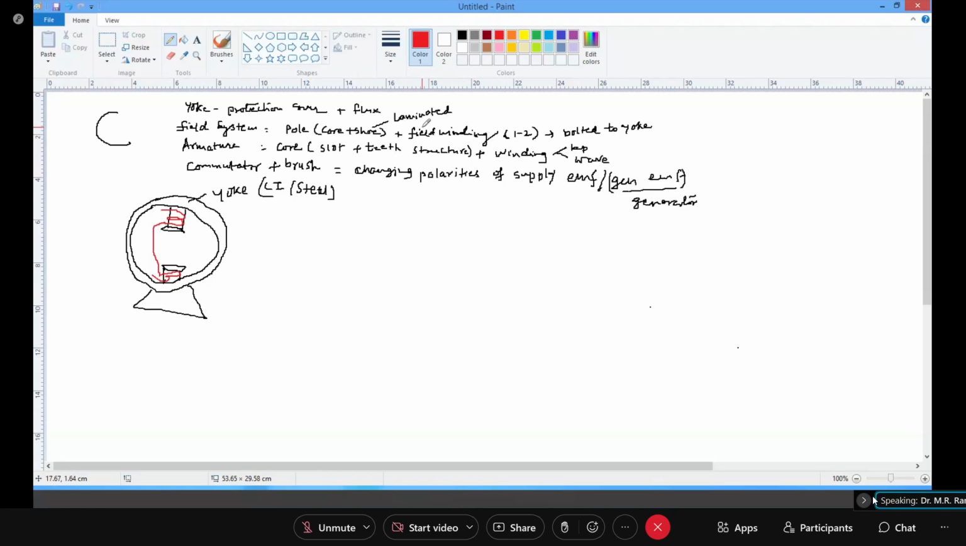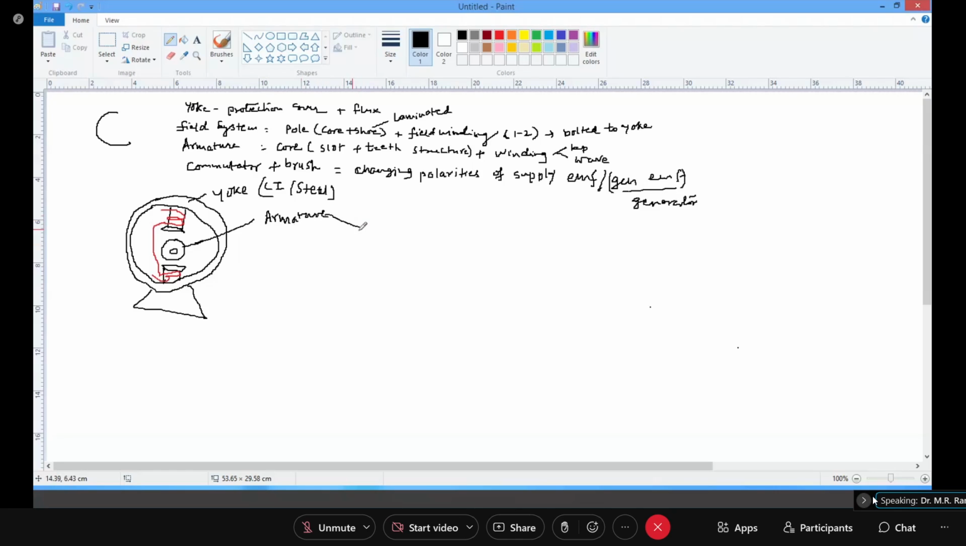They are connected in series, and only two terminals are brought out. Here there is an armature, and I'll draw this armature. This is the armature. So details are like this.